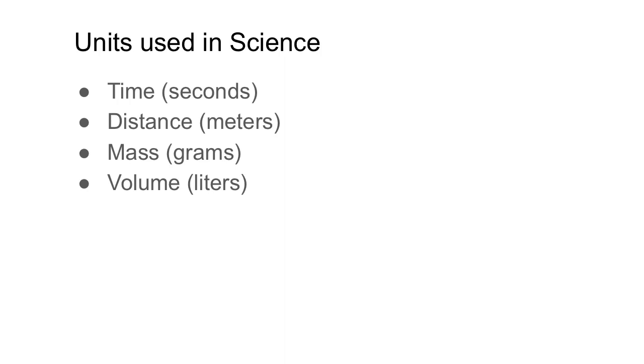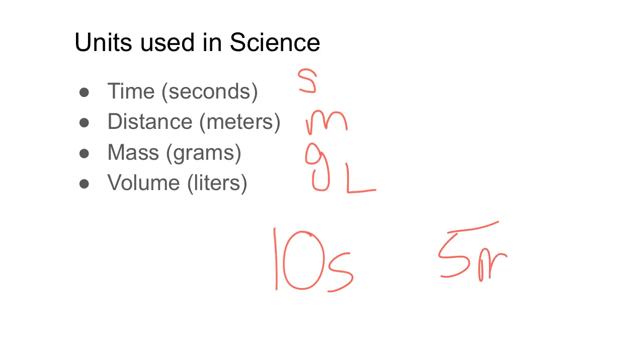Ways that we can represent these, and you've probably seen this before: with seconds we can just write an S. With distance we can write an M. With mass, grams, we can write a G. And with volume you're going to see this capital L right here to represent liters. This is just a shorthand way of us showing these units. So if I said 10 seconds, I would write 10 s. And if I write, let's say 5 meters, I would write 5 m. So that's what you're going to see with those measurements.